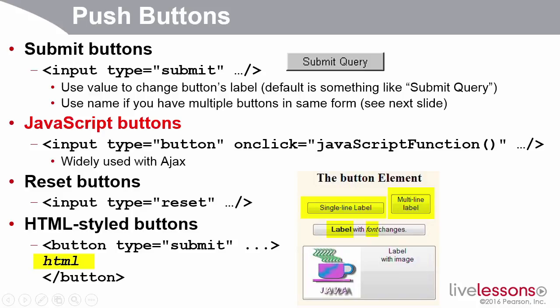The browser will wrap a border around it that looks kind of rounded in 3D, but you can control what's inside. So the input type equals button and the button element are the two that are most widely used with JavaScript, and we will in particular concentrate on input type equals button because it's the simplest.